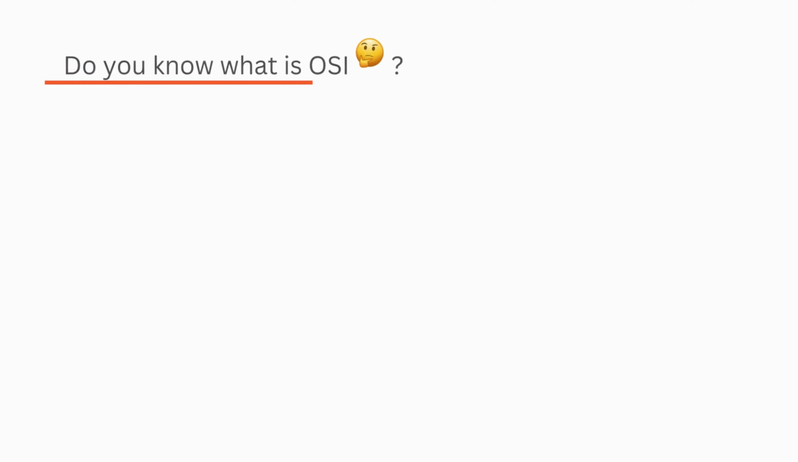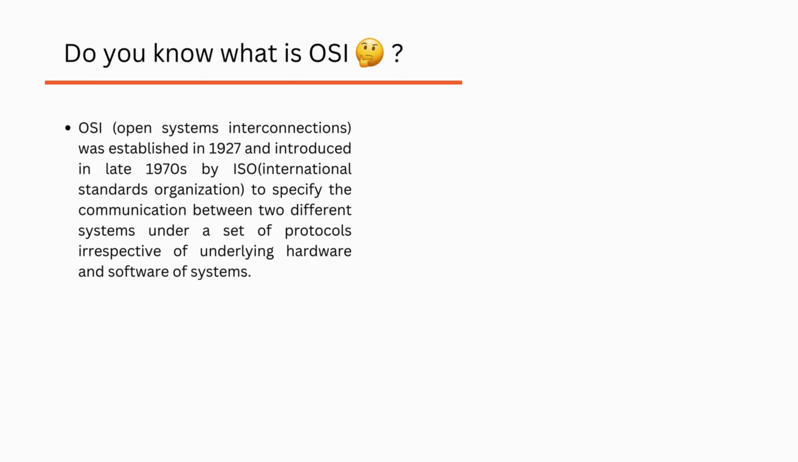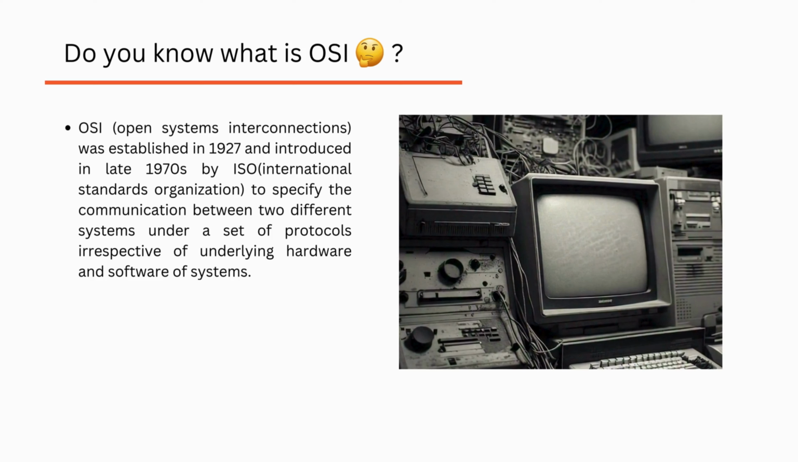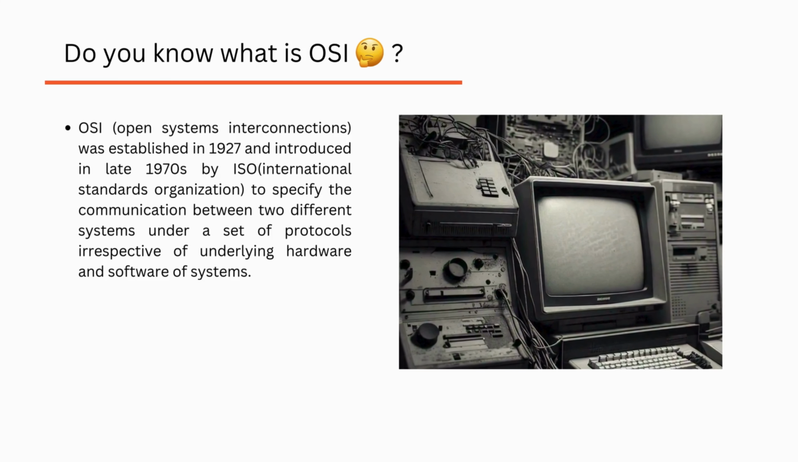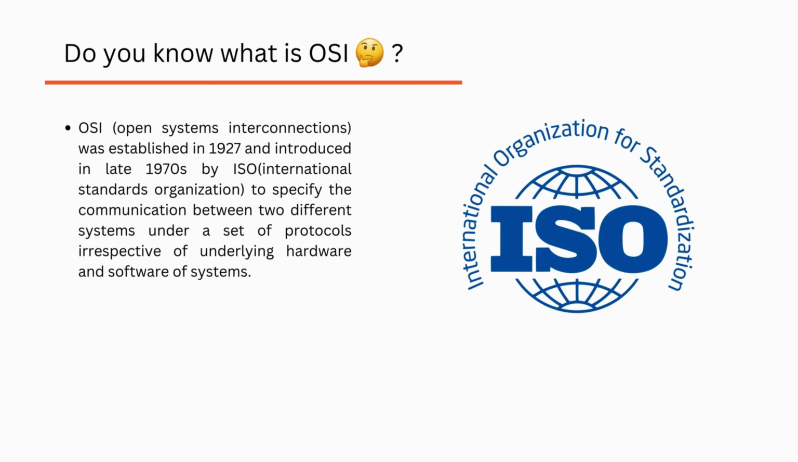Do you really know what the OSI model is? OSI stands for Open Systems Interconnection. If we go back to the history, it was established in 1927 and was introduced in the 1970s by ISO. Before this reference model, the Internet world had no reference model available to understand the communication between the systems.